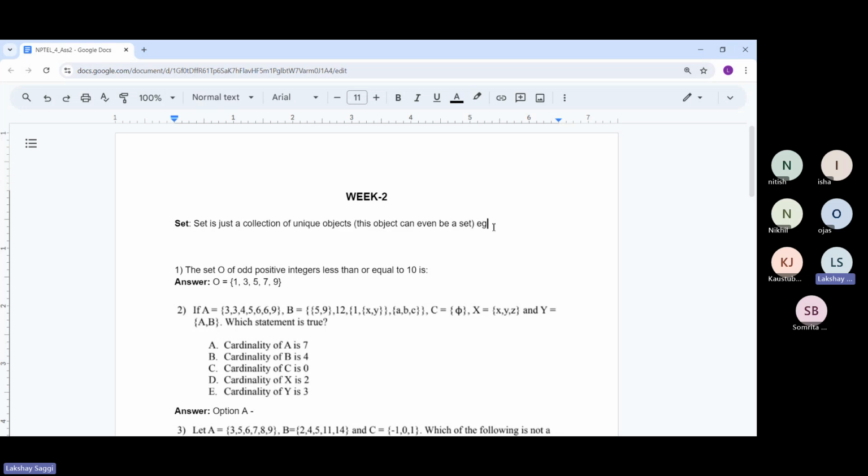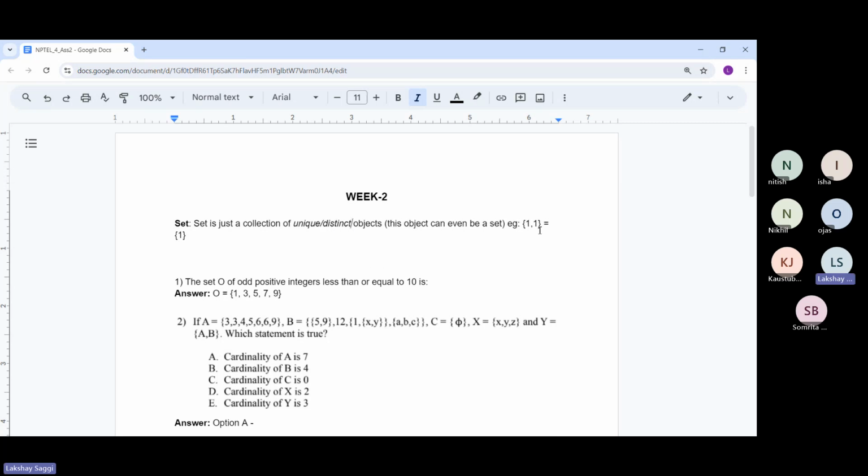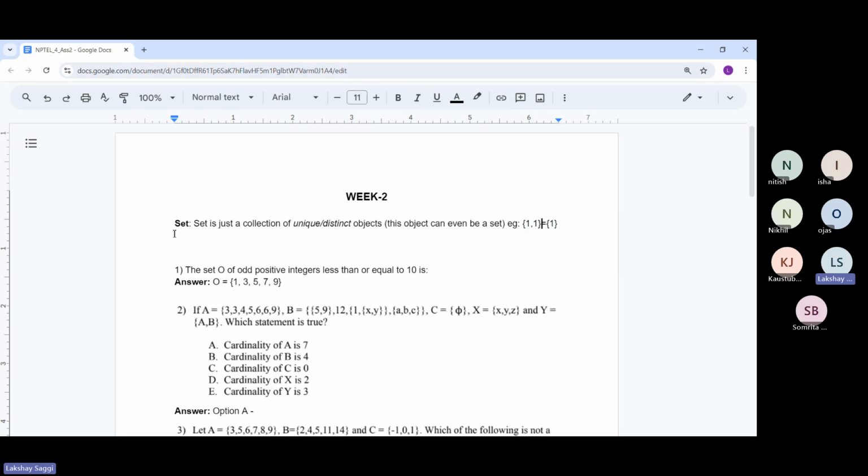For example, if I write a set which contains elements 1, 1, this is nothing but equal to the set which contains just 1, because all the elements should be unique, or maybe I should say distinct objects. Since 1 and 1 are the same element, this set is nothing but equal to the set which contains just the element 1.